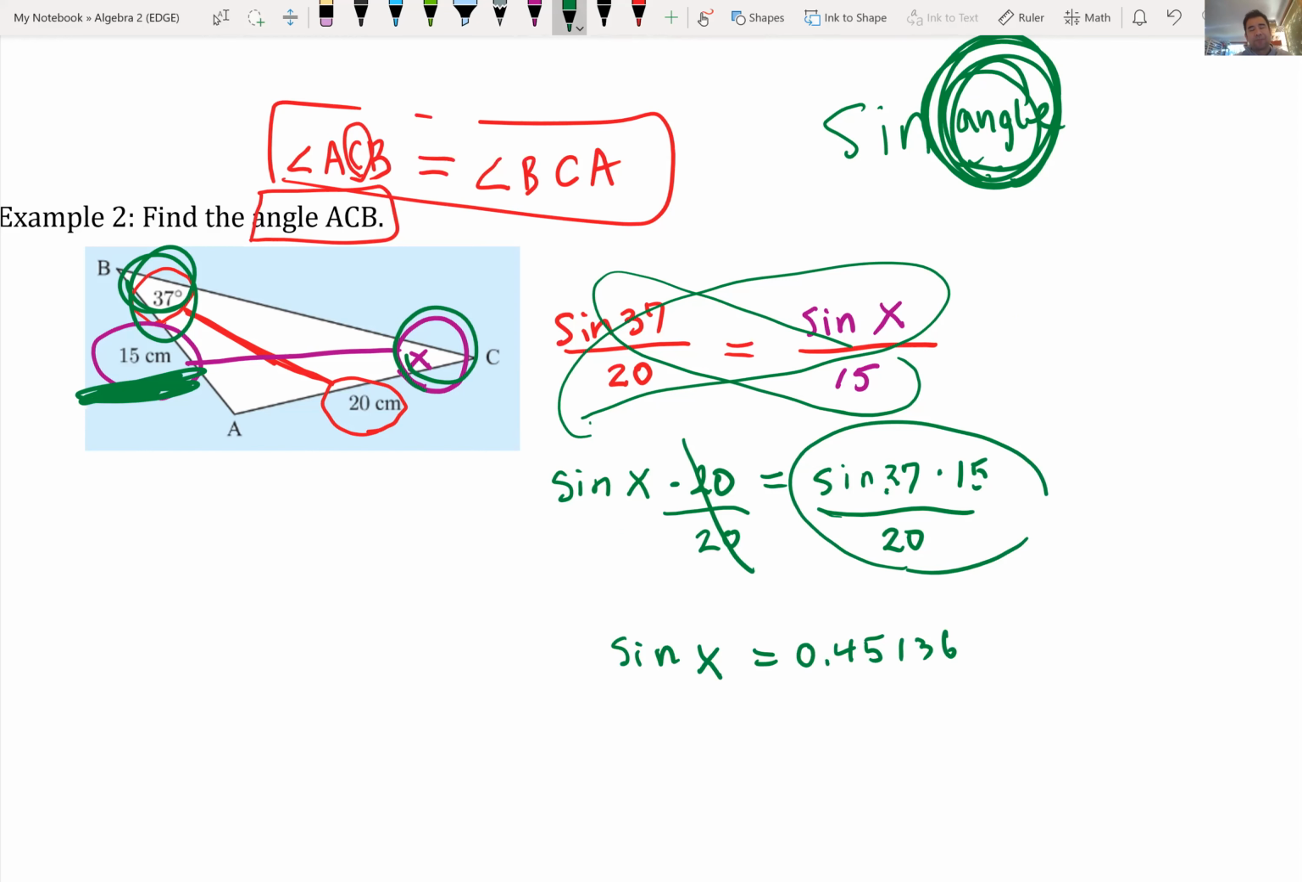0.45136. Now, let me ask you a question. We are not quite done yet, though, right? How do you find the angle measurement? What do we do next? The final step.